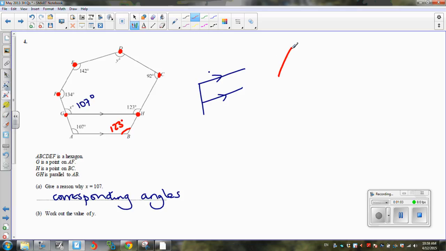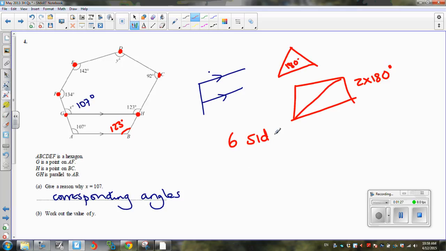Now, if you remember, to work out the interior angles, in a triangle, the interior angles add up to 180. In a quadrilateral, because you can split it into 2 triangles, the angles add up to 2 times 180. And remember, if you've got 4 sides, the number of sides, you take away 2 and then multiply by 180 to get the sum of the interior angles. So if we have got a shape that has got 6 sides, in other words, a hexagon, if we do 6, take away 2 from it, and multiply by 180, that will give us the sum of the interior angles.